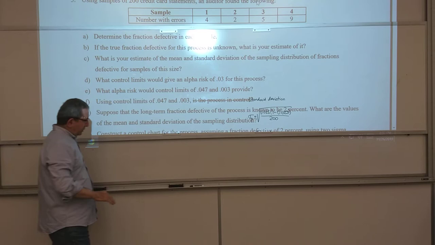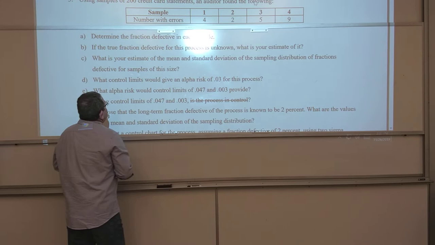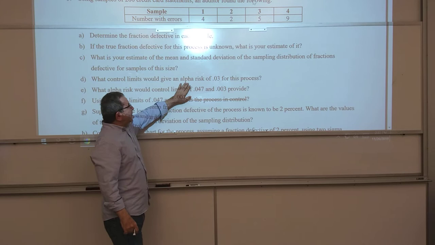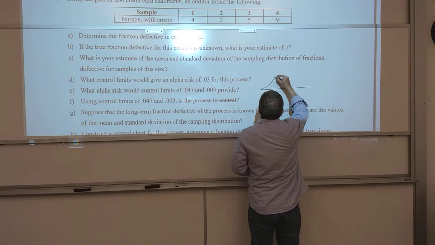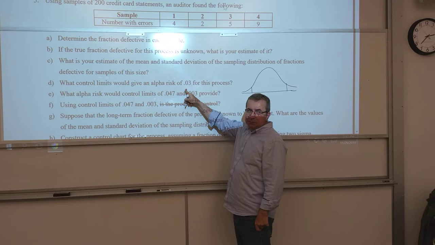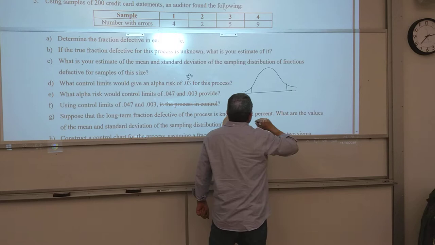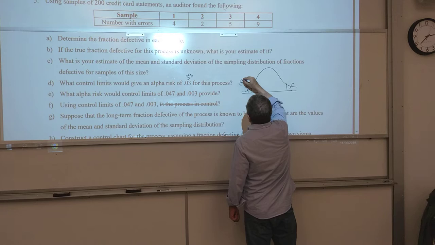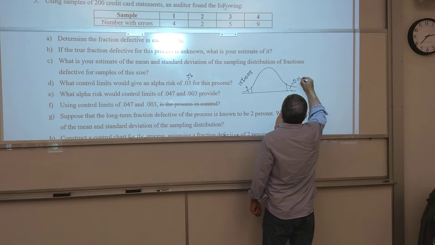So, the following question: which control limits would give an alpha risk of 0.03? Again, let's draw our normal distribution. Alpha risk is the sum of the tail probabilities. So this is 3%, which means each tail will have 1.5%, or 0.015.